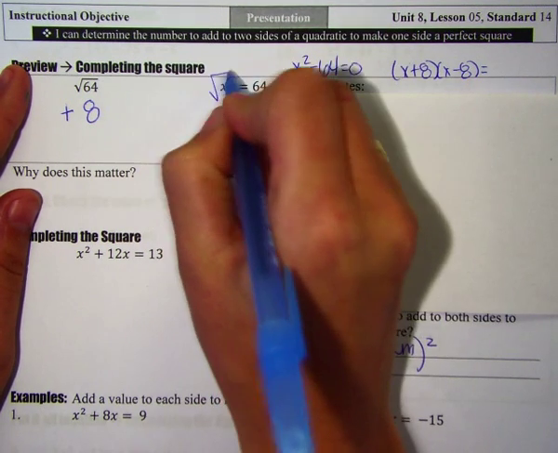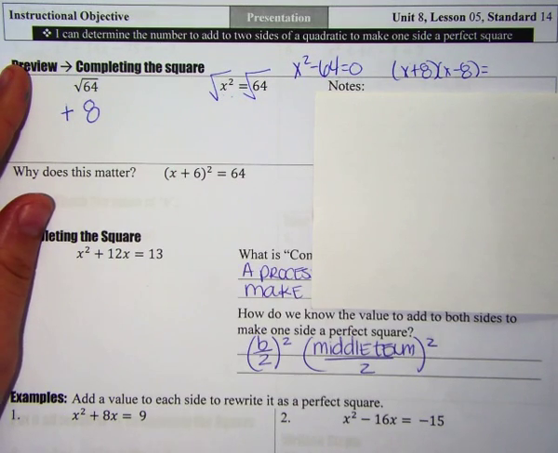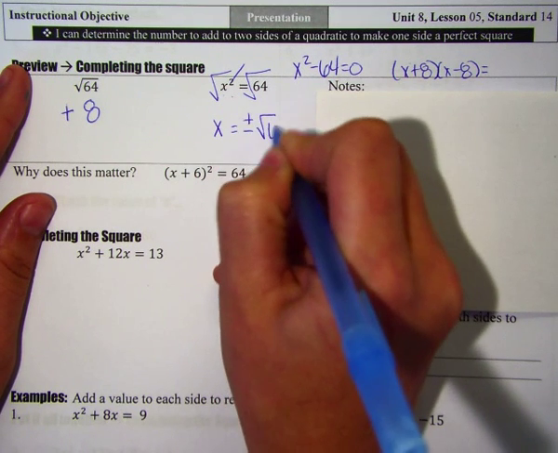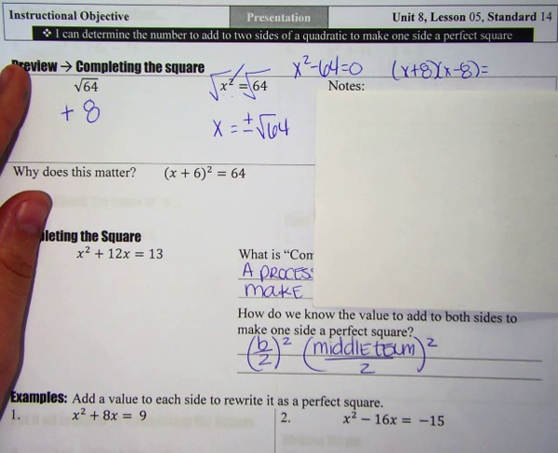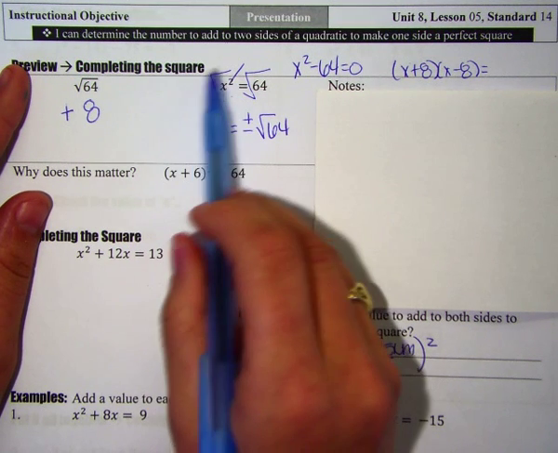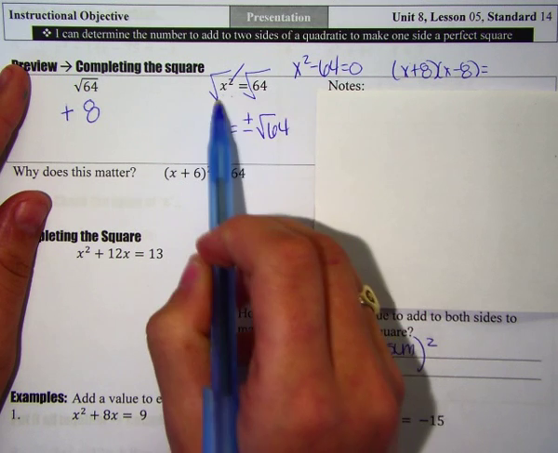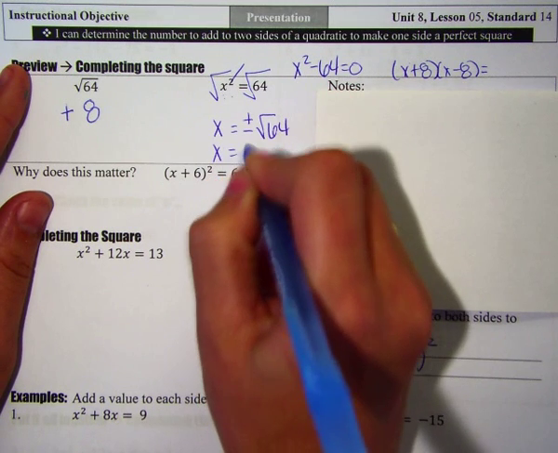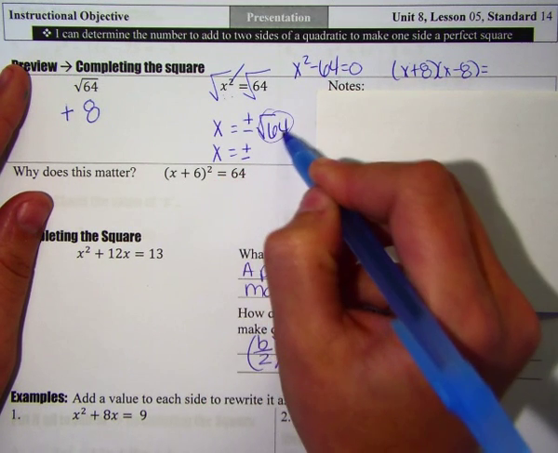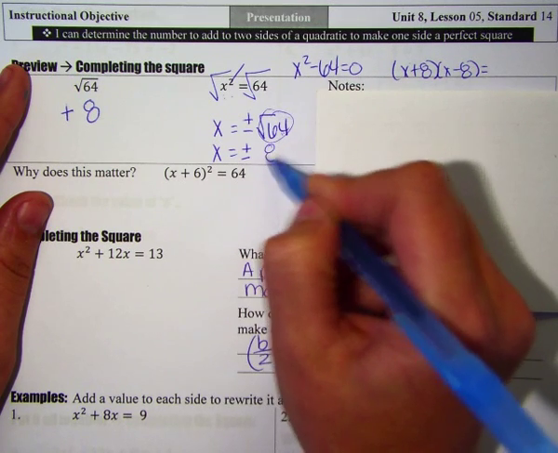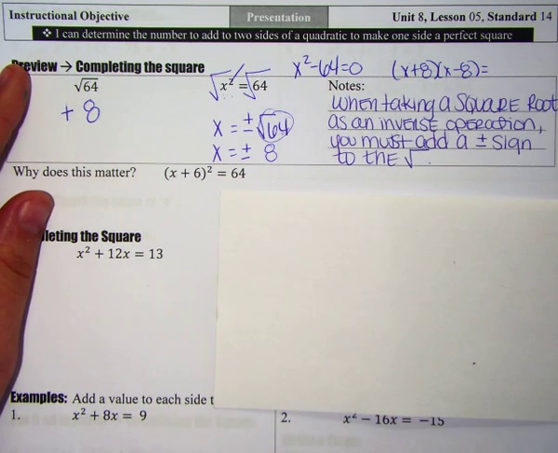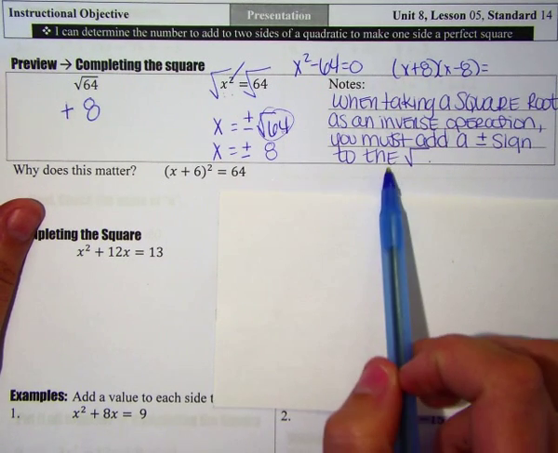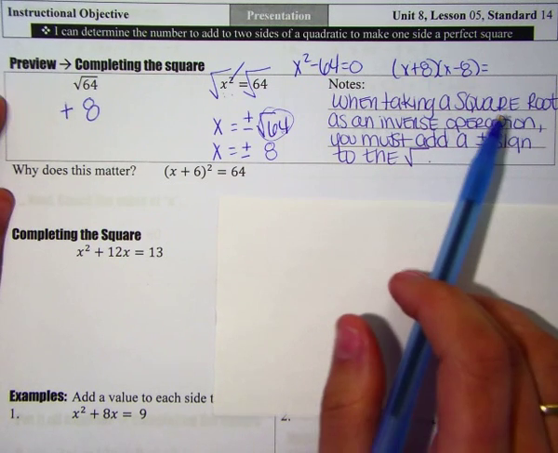And so if we're taking the square root as an inverse operation in order to undo the square, we have to add a plus or minus to the outside of that square root. Because the inverse operation of x squared is the square root, but we need to account for the fact that there's actually going to be two solutions to the original problem. So x will equal plus or minus, and the square root is always positive still. So the square root of 64 is 8. So quick notes, when taking a square root as an inverse operation, you must add a plus or minus sign to the square root.